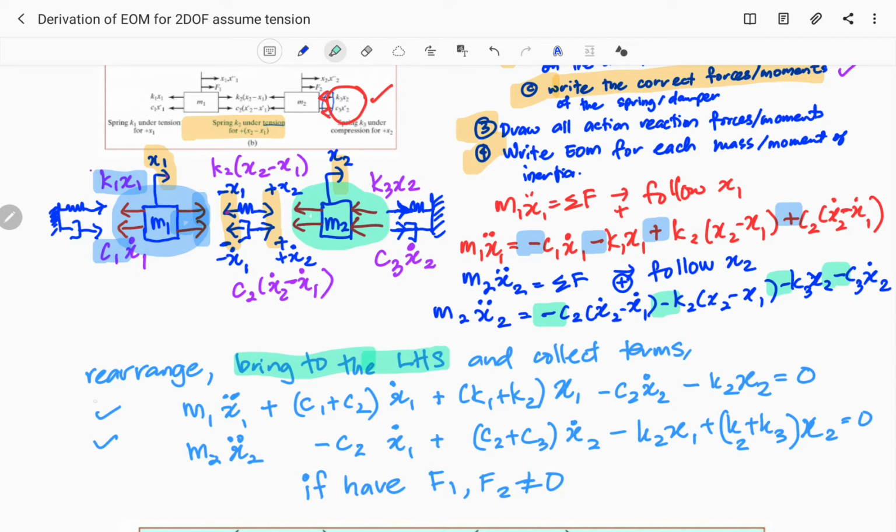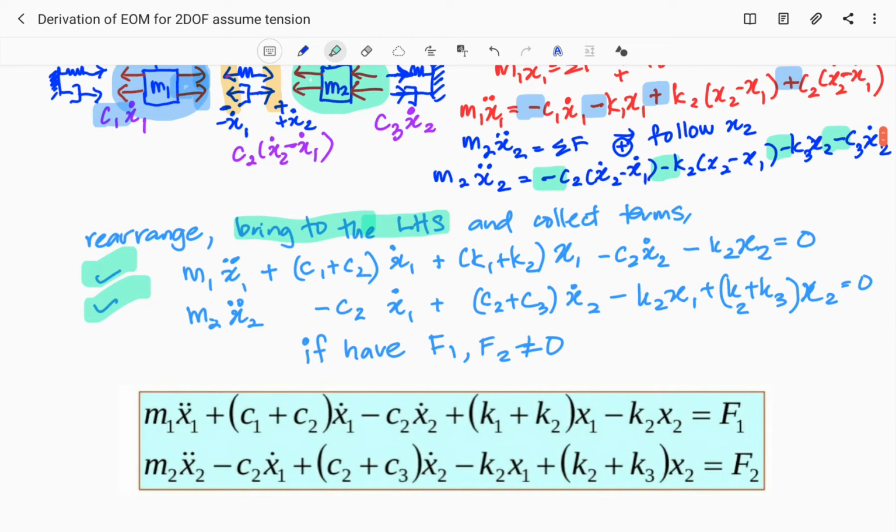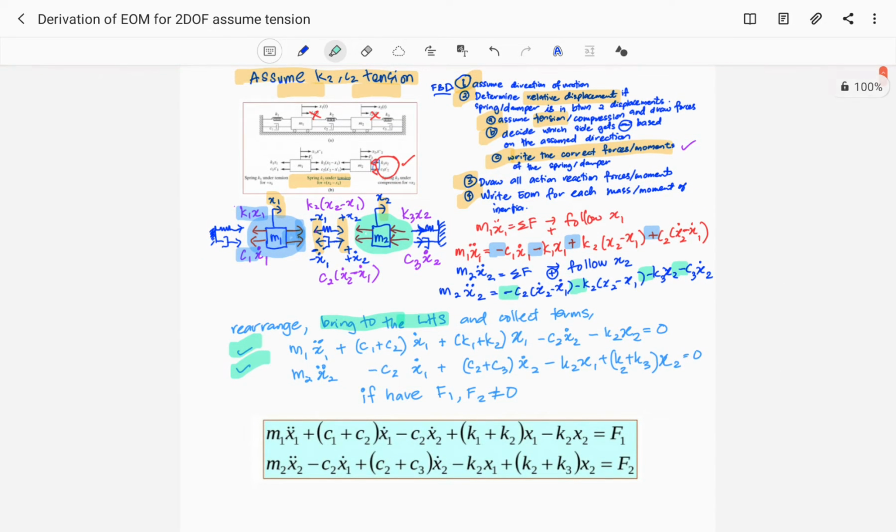If you do that, you can write it in this form for both of the equations. In this case, I assume F1 and F2 are 0, but if you have F1 and F2, you can rearrange the terms and get something very similar to what you have in your notes. Those are the steps you can use on how to draw the free body diagram and how to get the equation of motion. After that, you rearrange the terms.